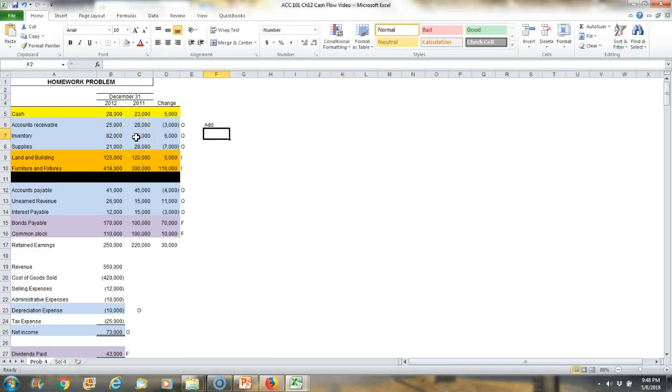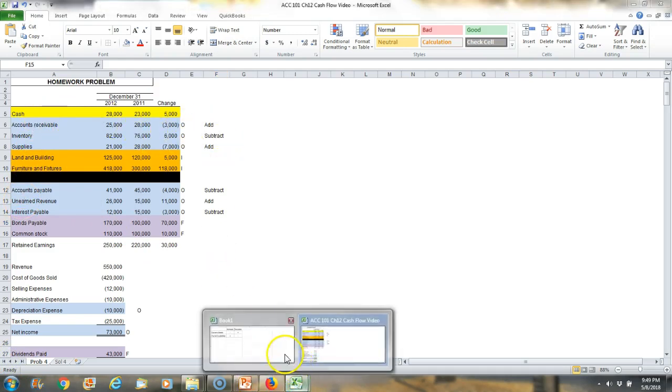My inventory goes from $76,000 to $82,000. That's an increase. So I'm going to subtract. My supplies go from $28,000 to $21,000. That's a decrease, so I'm going to add. My liabilities, if they decrease, then I subtract. If they increase, I'm going to add. So now that I've done that for my current assets and current liabilities, $3,000 I said I'm going to add.